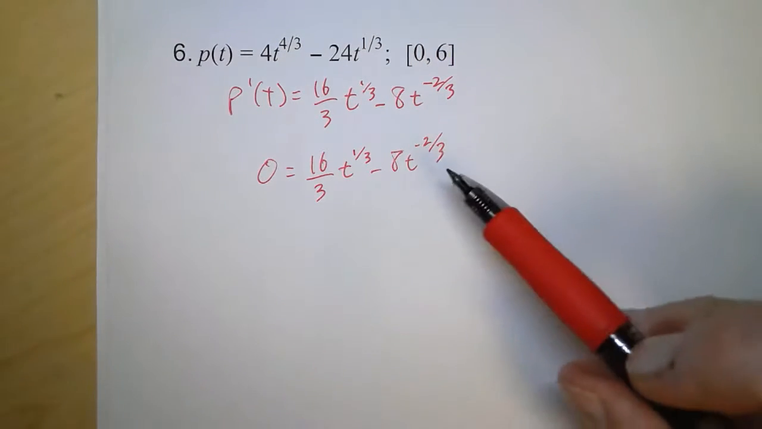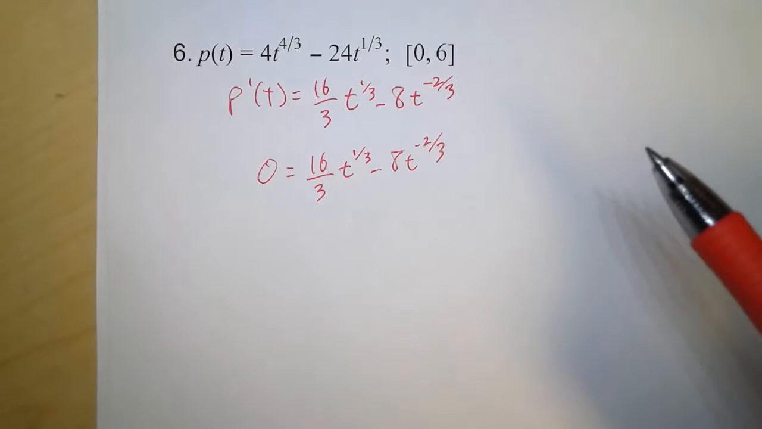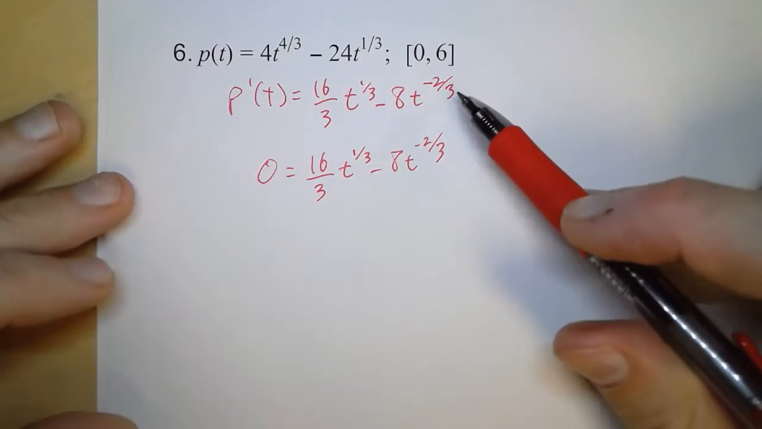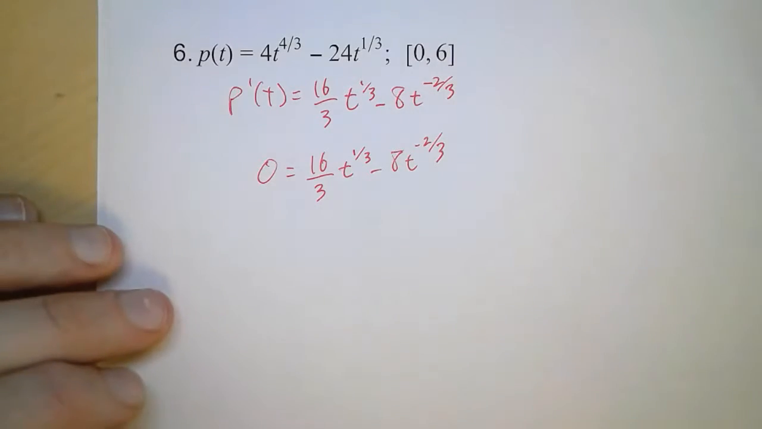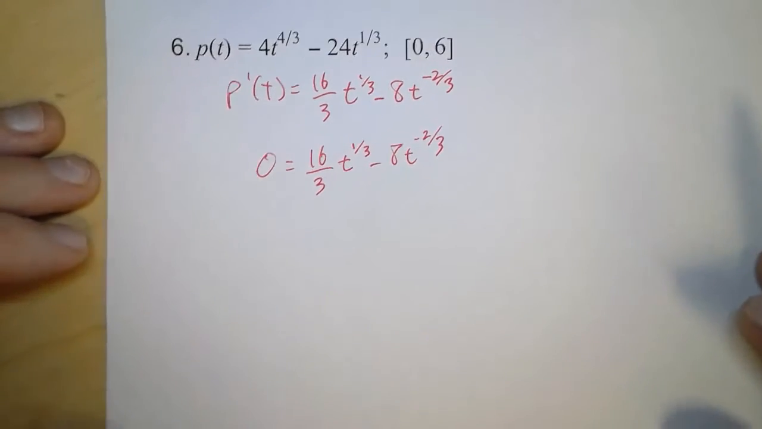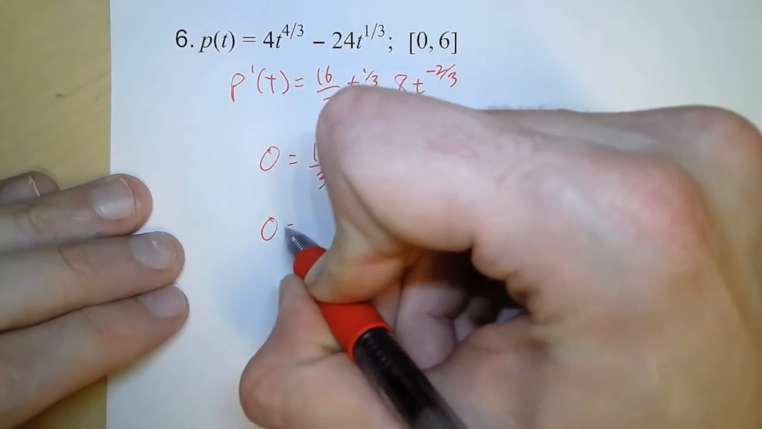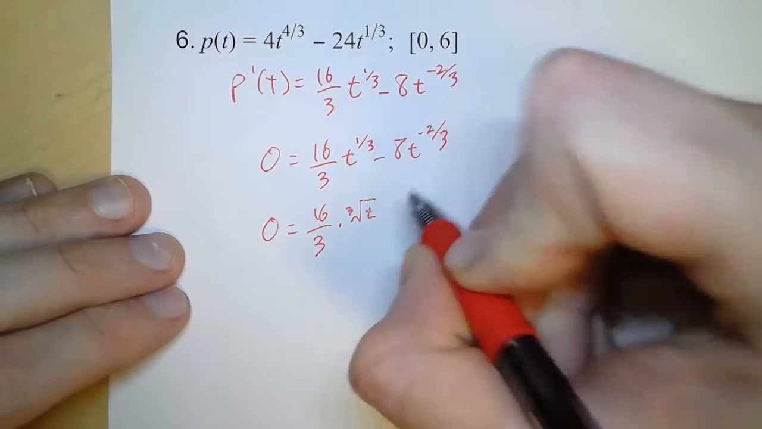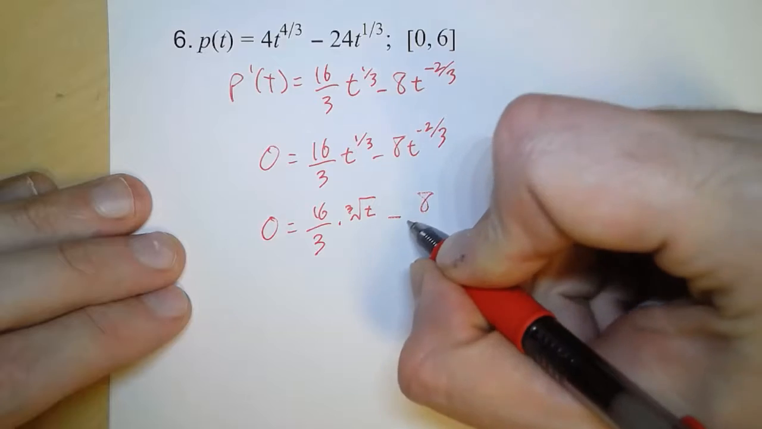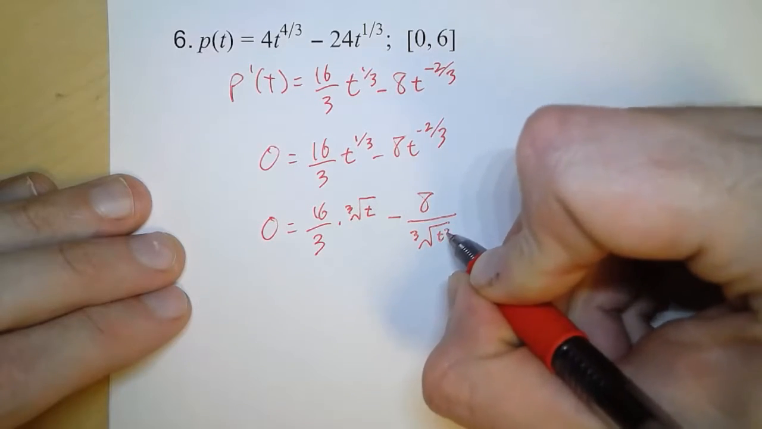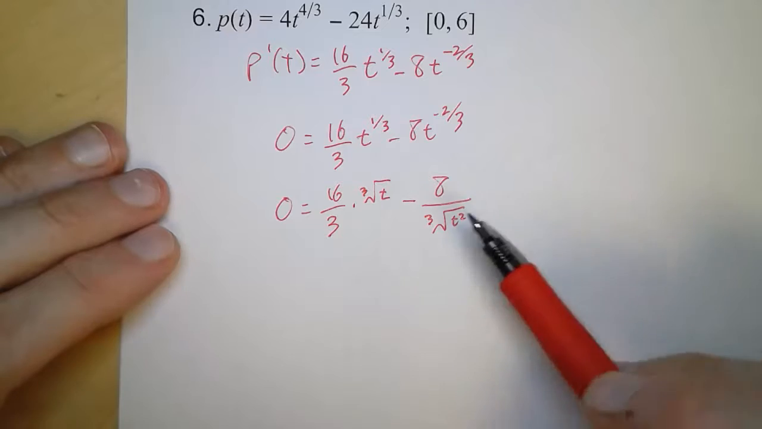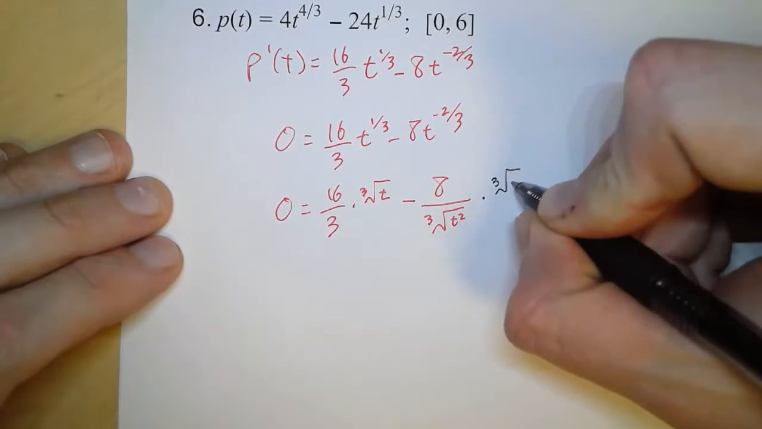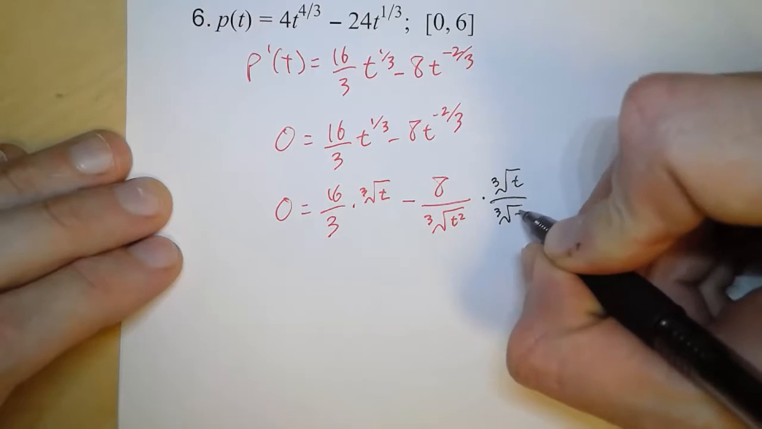Now at this point, I'm going to write everything back in radicals. Now in calculus, we tend not to do that; we tend to prefer exponents. But we've already done the derivative part up here, and so everything at this point is just algebra. And algebra prefers radicals. So I'm going to write this as 16 thirds times the cube root of t minus 8 over the cube root of t squared. So the first thing I'll do is rationalize that denominator. So we'll multiply cube root of t all over cube root of t.